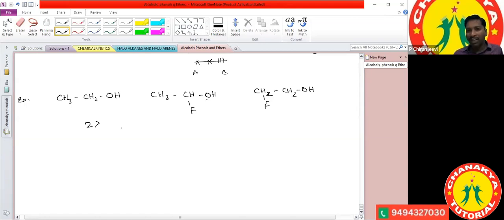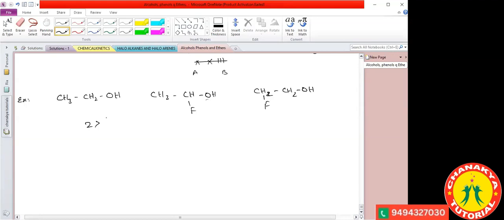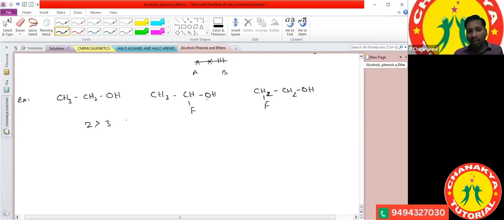After that, what is the next one? Third one. After that, the least acidic is the first one. So you got the clarity. As the distance between the electron withdrawing group and the functional group increases, the acidic strength decreases. Here the distance increases, so the acidic strength decreases. Now we got the clarity.